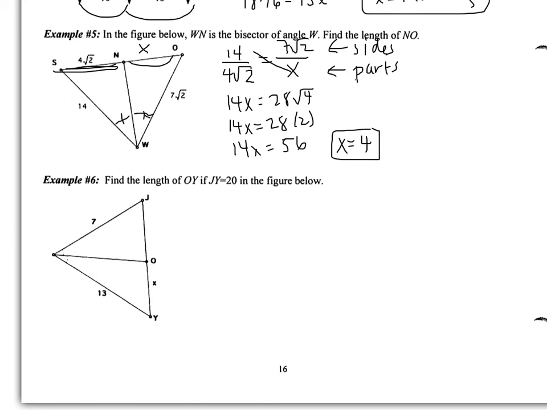Okay, and then let's look at example 6. It says find the length of OY if JY equals 20 in the figure below. Again, this is supposed to be an angle bisector. You kind of can't see it though. Okay, we want to know OY, so we marked it X. Well, if the entire side JY is 20, then JO is going to be 20 subtract X. So right now, pause the video and see if you can finish this example, please.